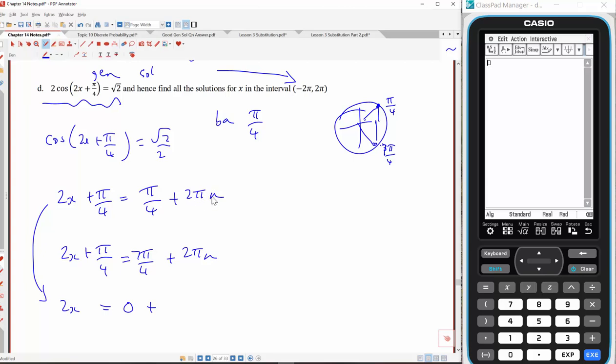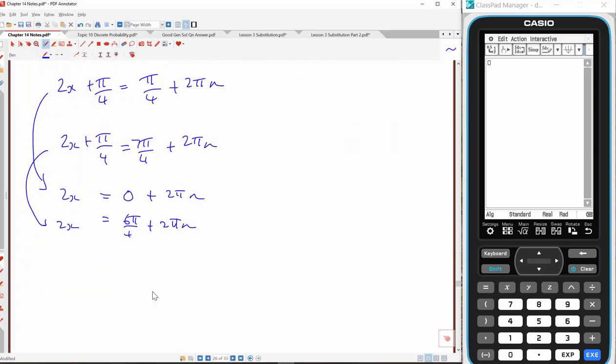So we're not going to take it away from the period because the period is still 2 pi n. All this is a translation, but it's still got the same period at the moment. So this is going to be still 2 pi n. We're going to do it to the next solution as well, which is 2x equals 6 pi on 4 plus 2 pi n. Now I know that that can be simplified, but I'm not finished yet.